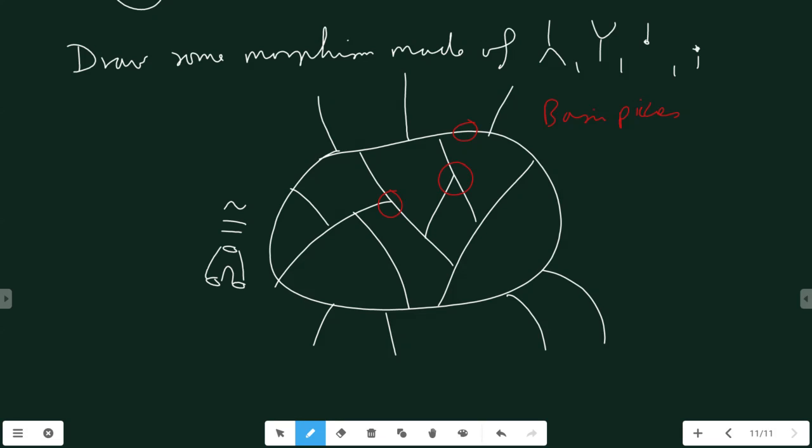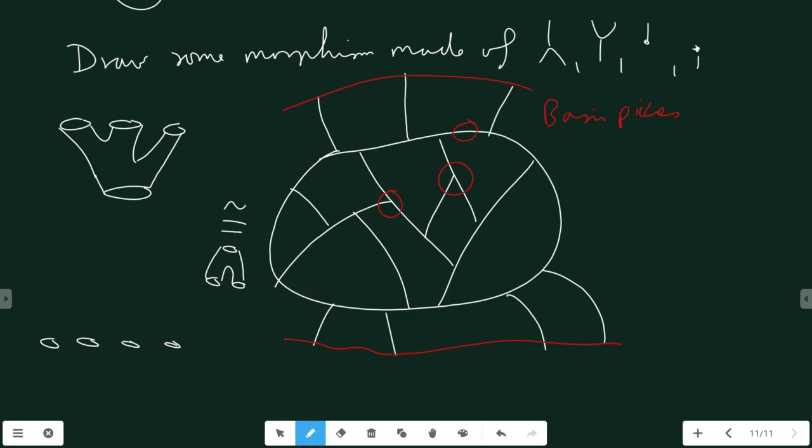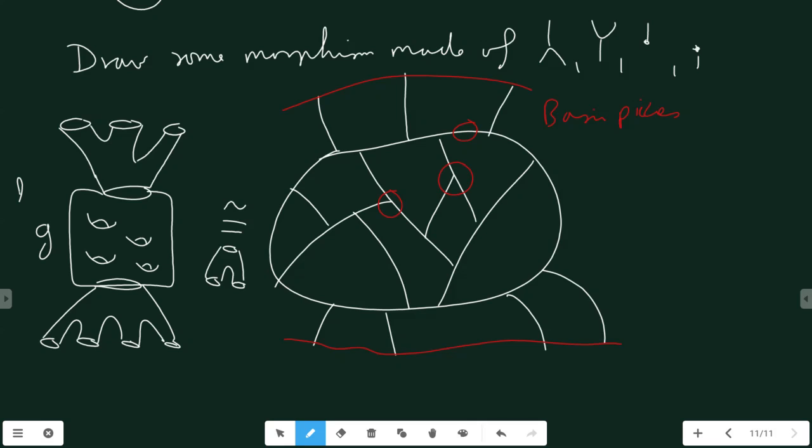I have 4 legs on the bottom. So here's my bottom. I have 3 legs on the top. Very good. You can always arrange everything such that I have this. And then a certain number of handles in the middle. So G handles. So what I have to do now is I just need to count the handles on this side.